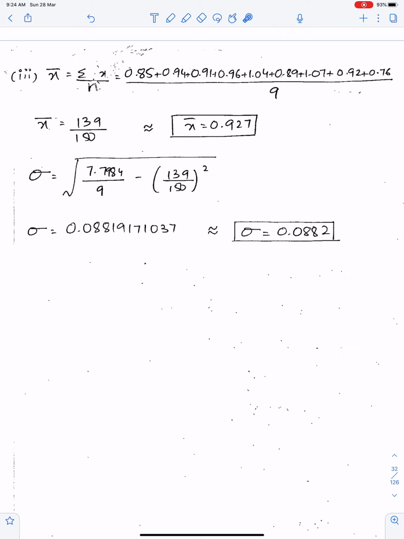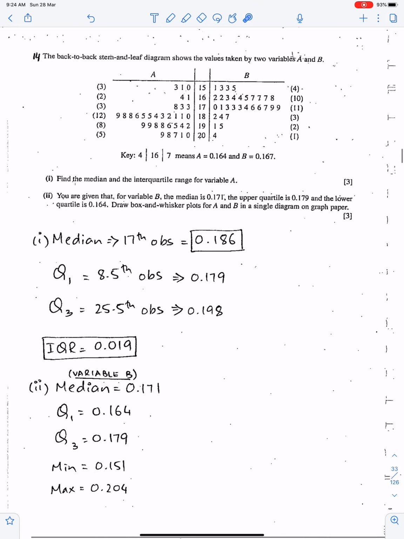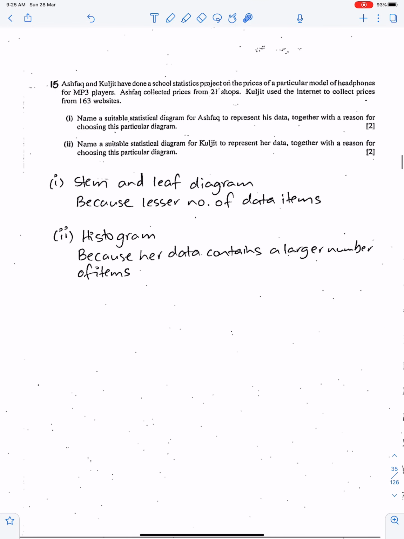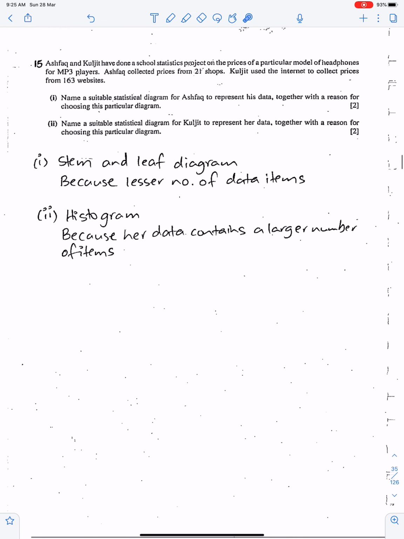You must watch my lecture on measure of central tendency and averages. I have already discussed these things in detail in that lecture. I'm leaving this question. This question is important.